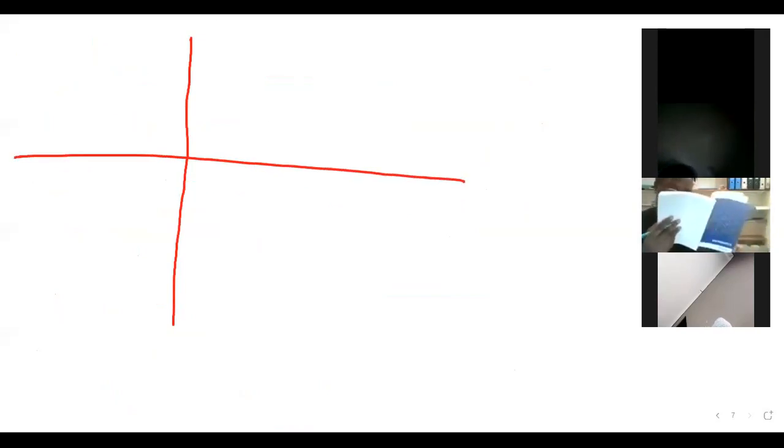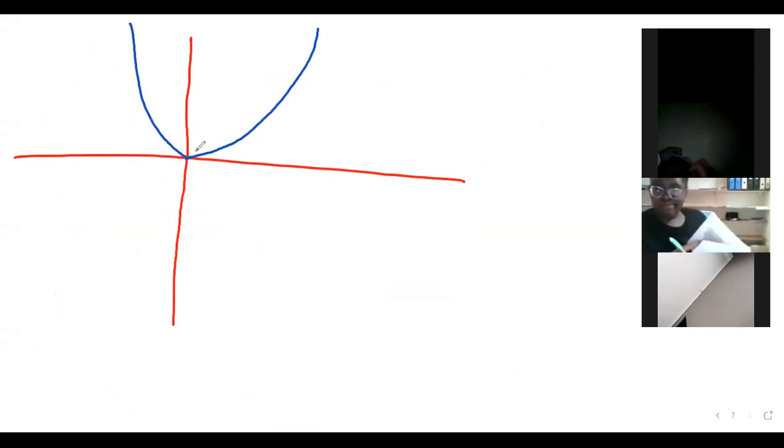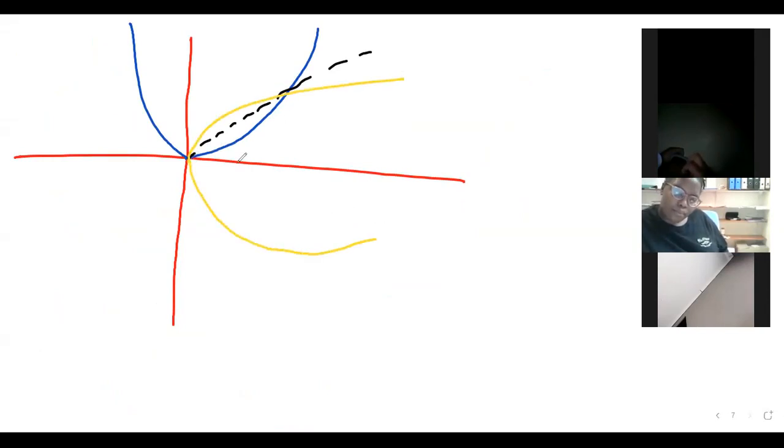Let me draw my parabola, y equals x squared. The graph of y equals x squared is like this. Its inverse is like this. This is the inverse. It's not a function, because if I do a vertical test, it will pass how many times? 1, 2, which makes it not a function. It is an inverse, but the inverse is not a function.